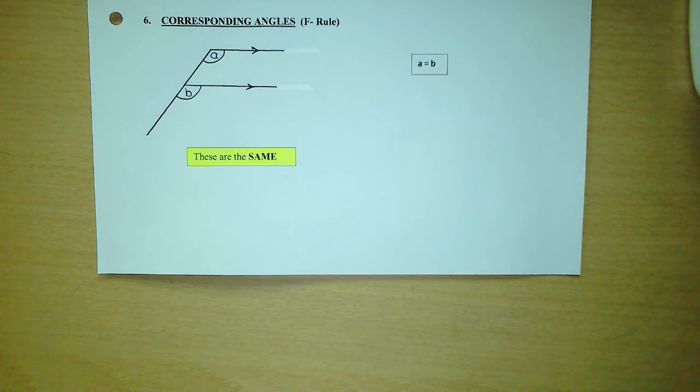So very shortly, we're now going to apply any one or more of these 6 angle properties to find unknown angles in a given angle diagram.